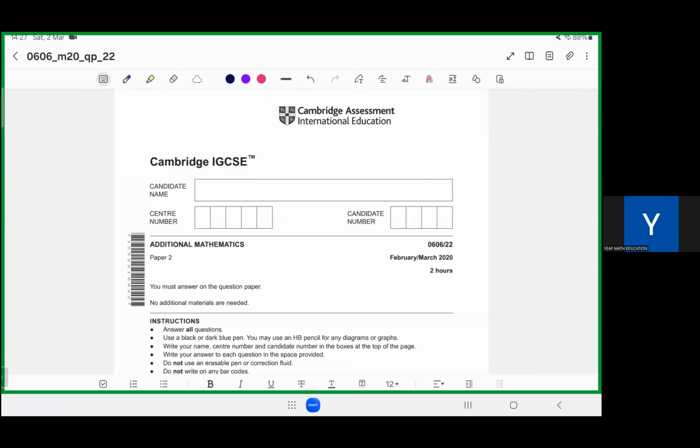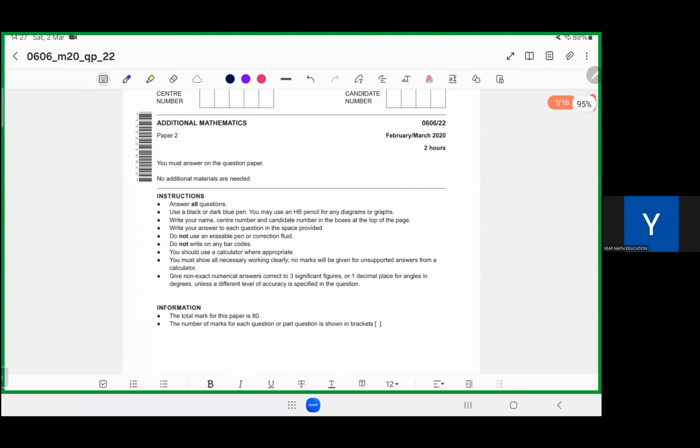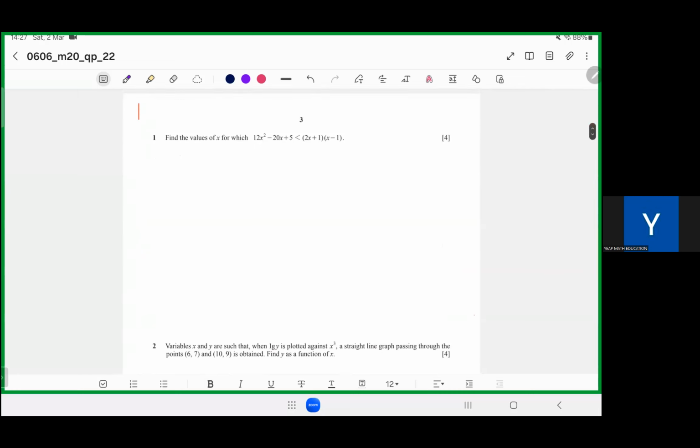So today I will discuss Cambridge IGCSE Additional Mathematics. This is Paper 2, February/March 2020. Now we look at question 1.